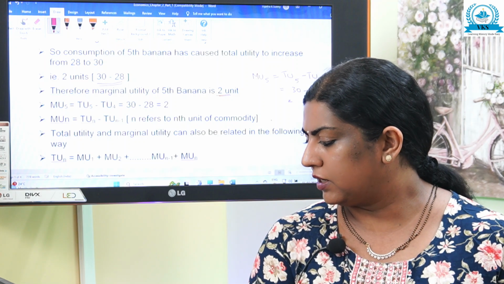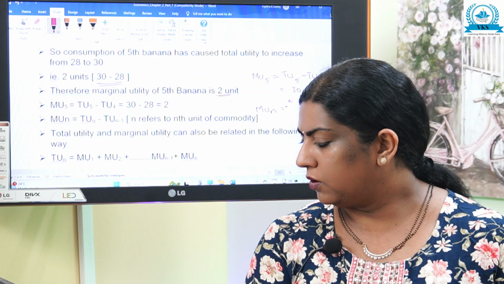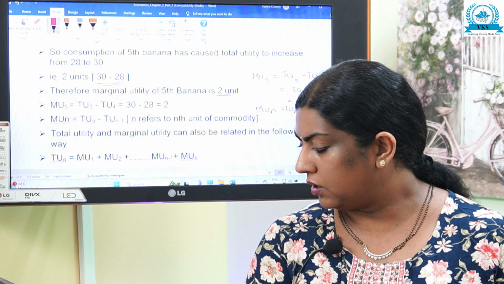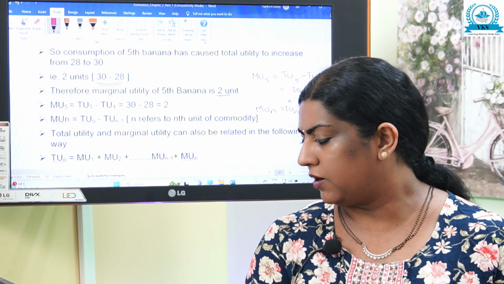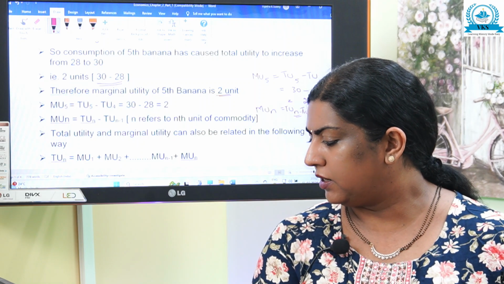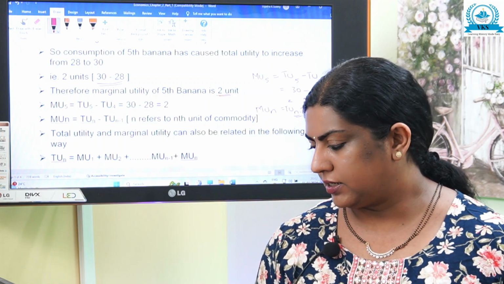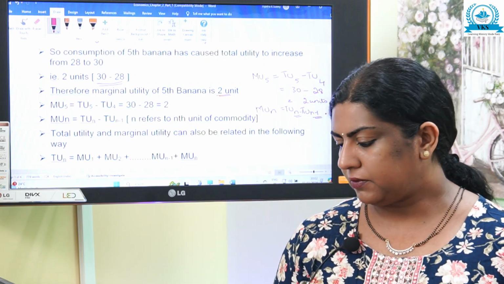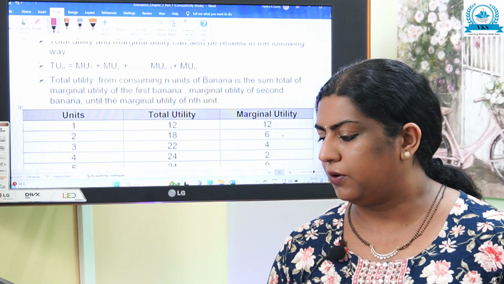Okay, so easily you can say that marginal utility of N quantity is total utility of N minus total utility of N minus 1. That is, N is here 5 and N minus 1, 5 minus 1 is 4. So that is how you calculate marginal utility. N is the unit of commodities, how many units you had.